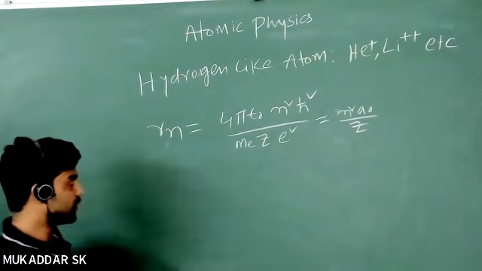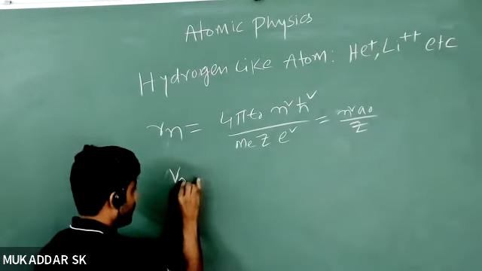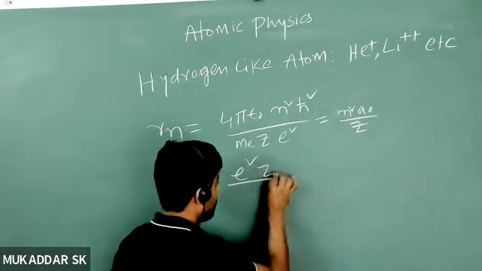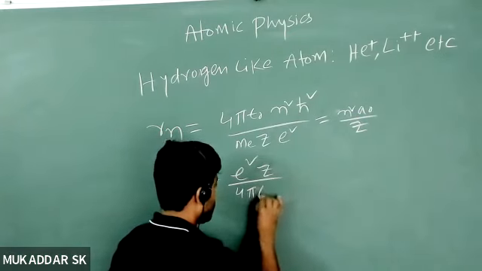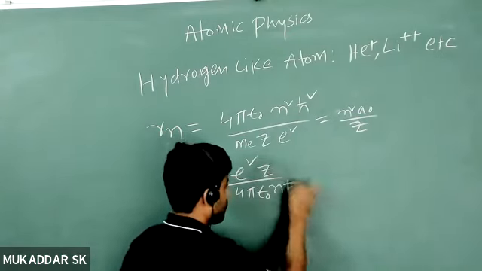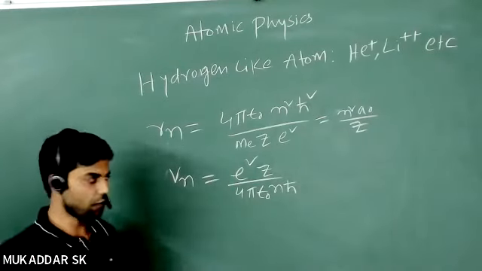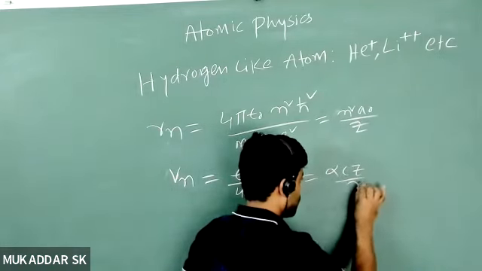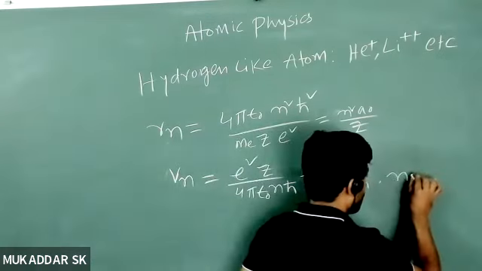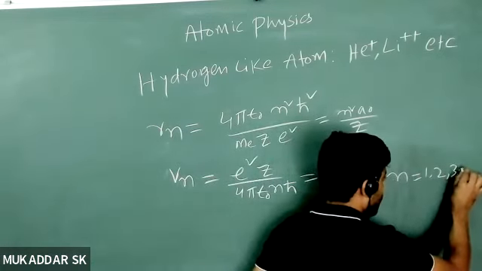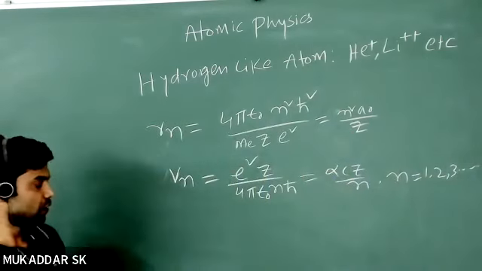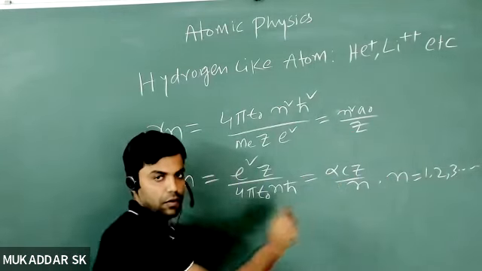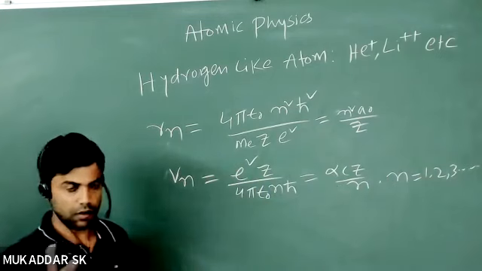Then we have also seen that speed is basically e square Z divided by 4 pi epsilon naught n h cut. And in fine structure form, we can write it like alpha c Z by n, where n again can be 1, 2, 3, and so on. It means the electron in helium ion will have larger speed for a particular state or orbit as compared to hydrogen.